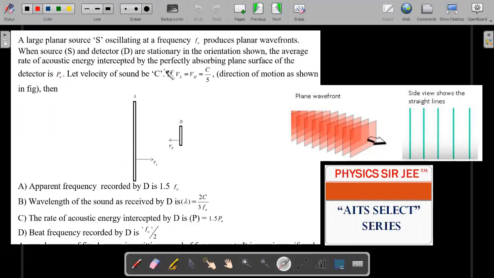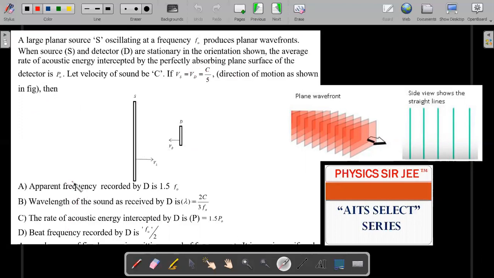Let the velocity of sound be c, and in the new case the value of vs, which is the velocity of the source, and vd, which is the velocity of the detector, moving towards each other, is c divided by phi, the direction of motion shown as in the figure. Then which of the following are the correct options?